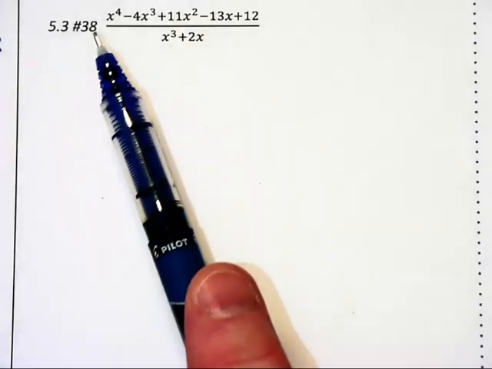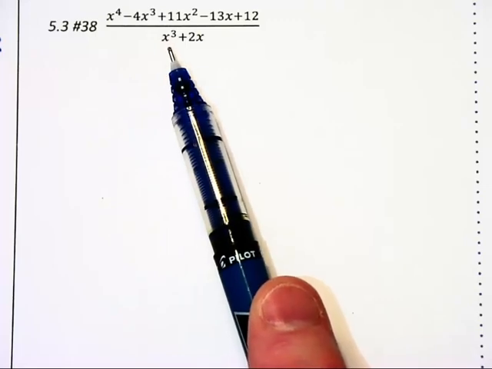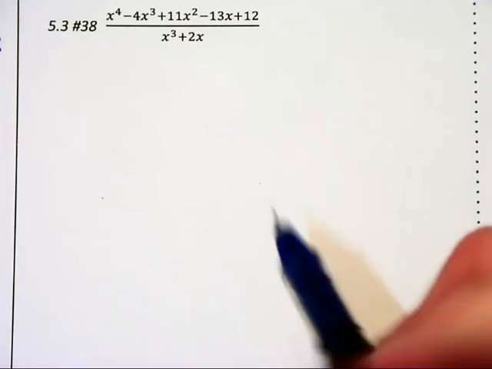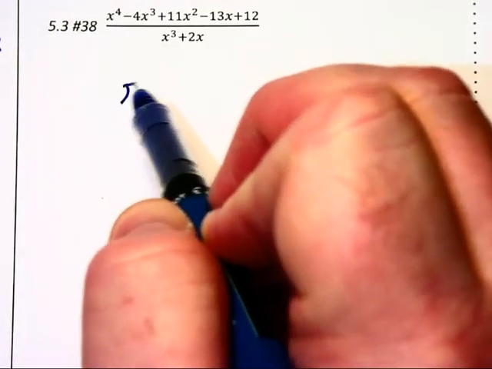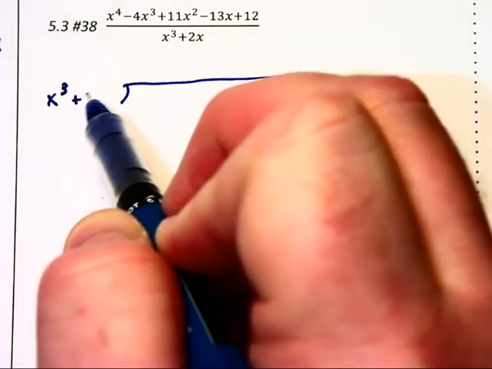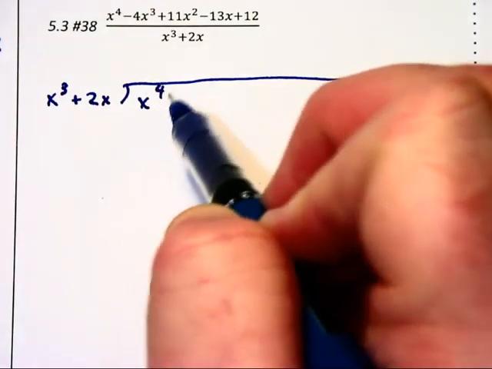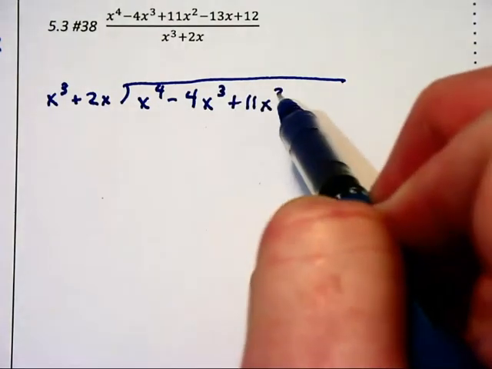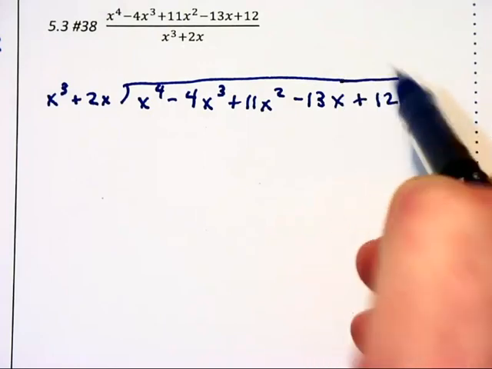For this next problem, notice how the x to the fourth in the numerator is greater than the x to the third in the denominator. This means we are going to need to do some long division just to kind of break this thing down. We're going to have x to the third plus 2x as the divisor going into x to the fourth minus 4x cubed plus 11x squared minus 13x plus 12 as the dividend.